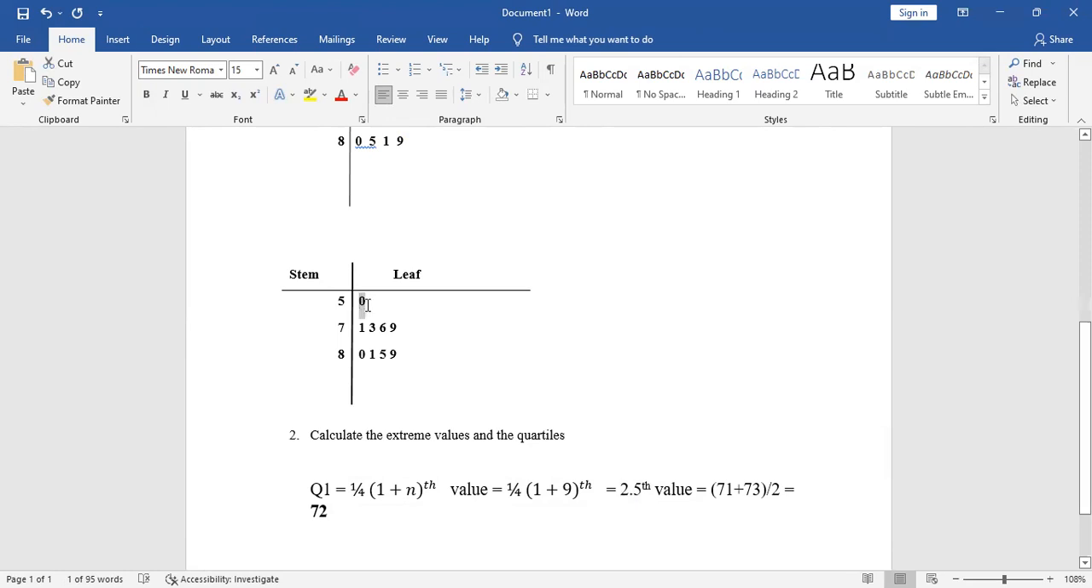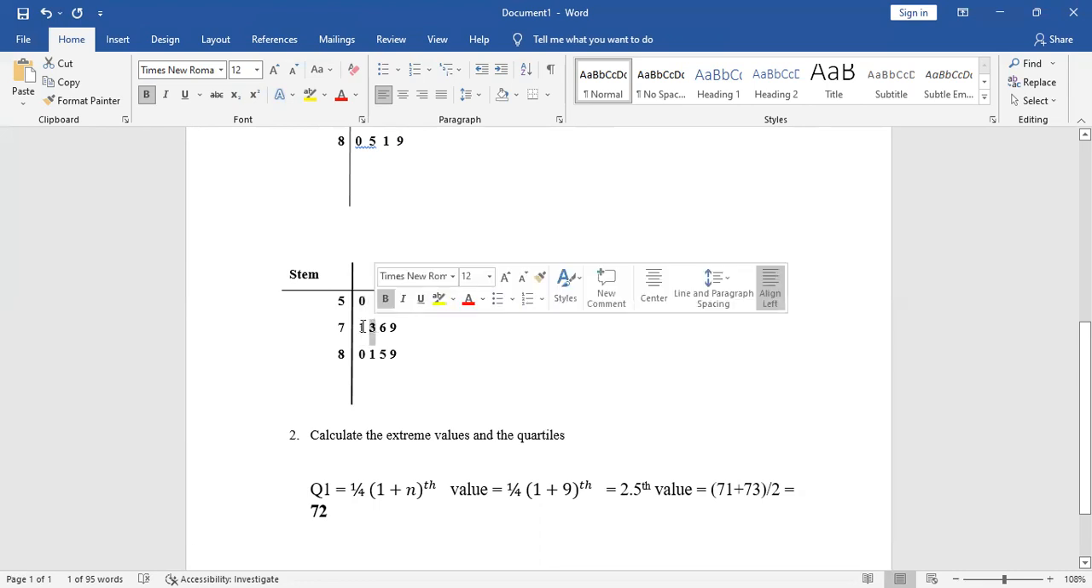For the 2.5 position, we have to look at the first position, which is 50, the second position, which is 71. So it's 0, 1, 3 here. 0 is the first position, 1 is the second position, and this is the third position. Now, 2.5 means it's between the second and the third position. So it's 71 and 73. Divide by 2 to give us 72.